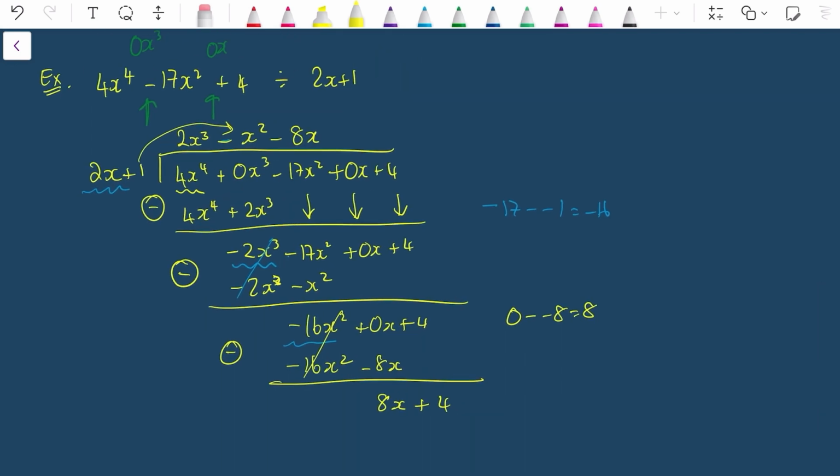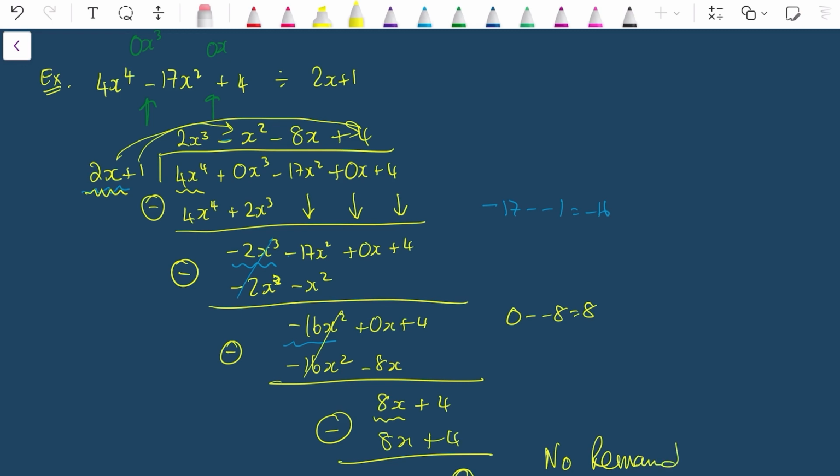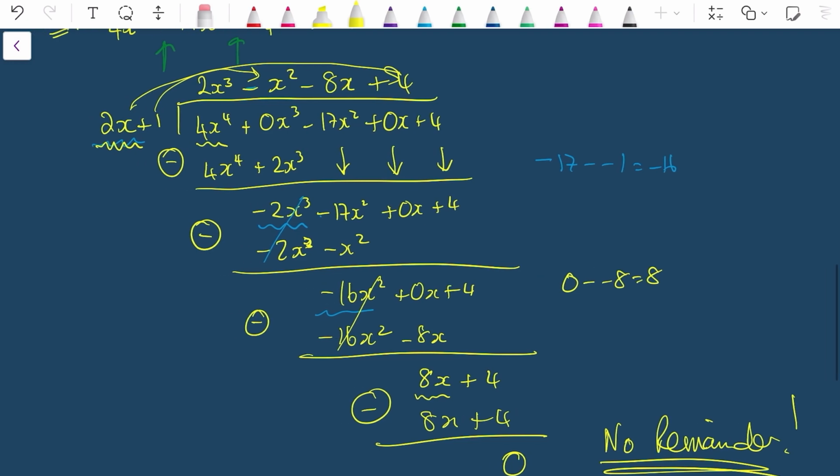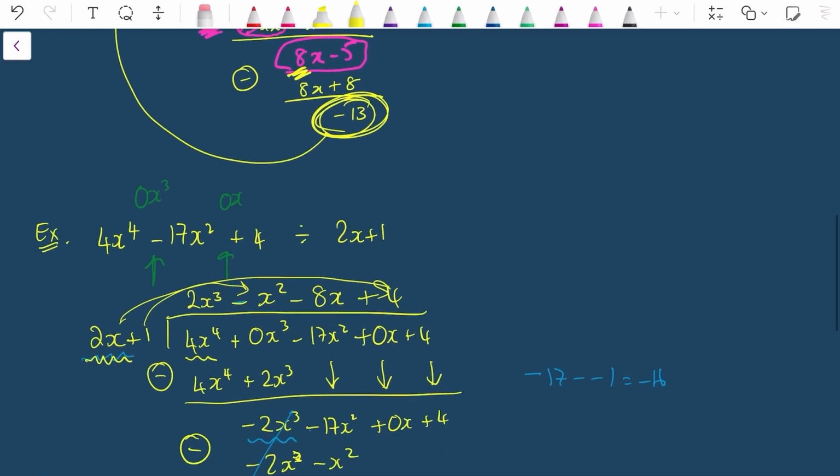And repeat the process. What must I times 2x by to get 8x? That gives me plus 4. I then go and multiply. 2x times 4 is 8x. Plus 1 times 4 is plus 4. I subtract and I will get 0. No remainder. Okay, no remainder. This becomes very important. There is one particular key fact when I have no remainder. So this method will help us in the next section that we look at.